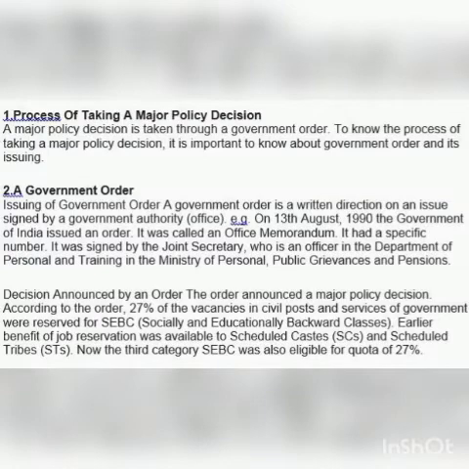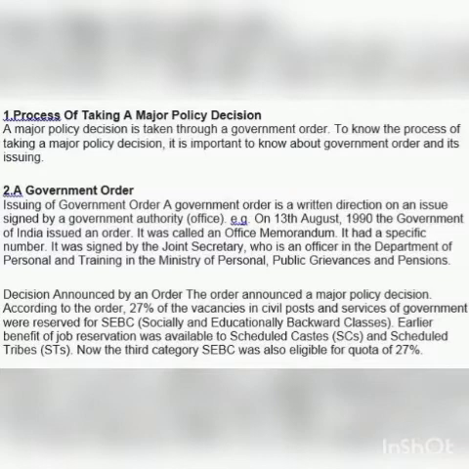Process of taking a major policy decision. A major policy decision is taken through a government order. To know the process of taking a major policy decision, it is important to know about a government order and its issuing. A government order is a written direction on an issue signed by a government authority.